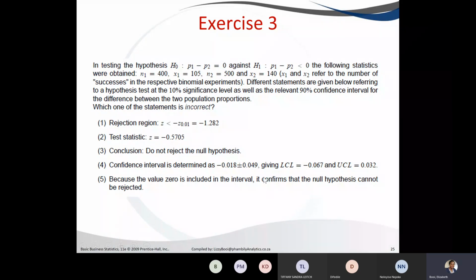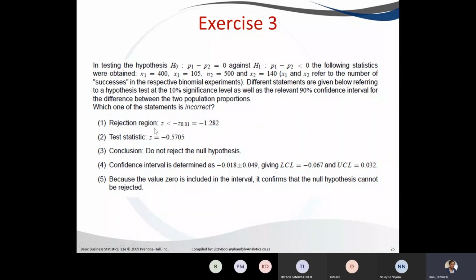And with the confidence interval question, they assume that you already calculated this and they assume that this is correct. And they're asking you, when you calculate the lower confidence level, and when you calculate the upper confidence level, do you get that? And you can verify that information because you are looking for the incorrect answer.